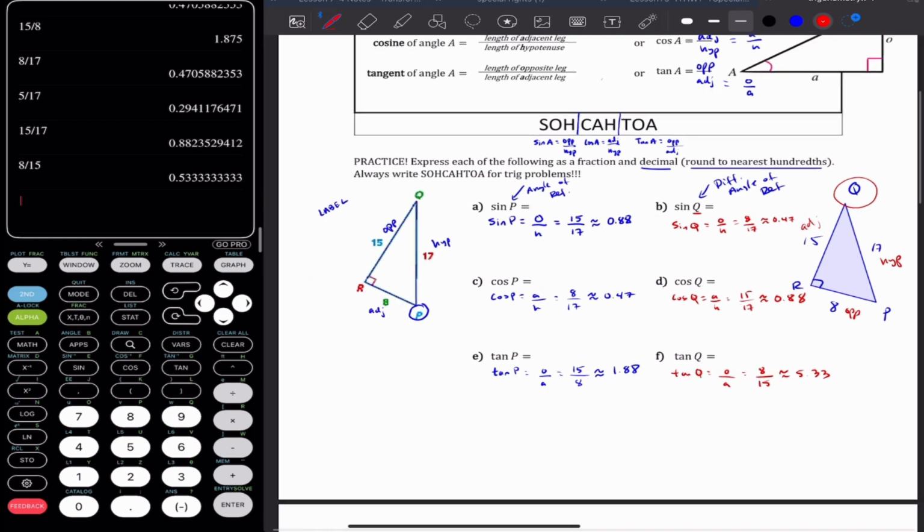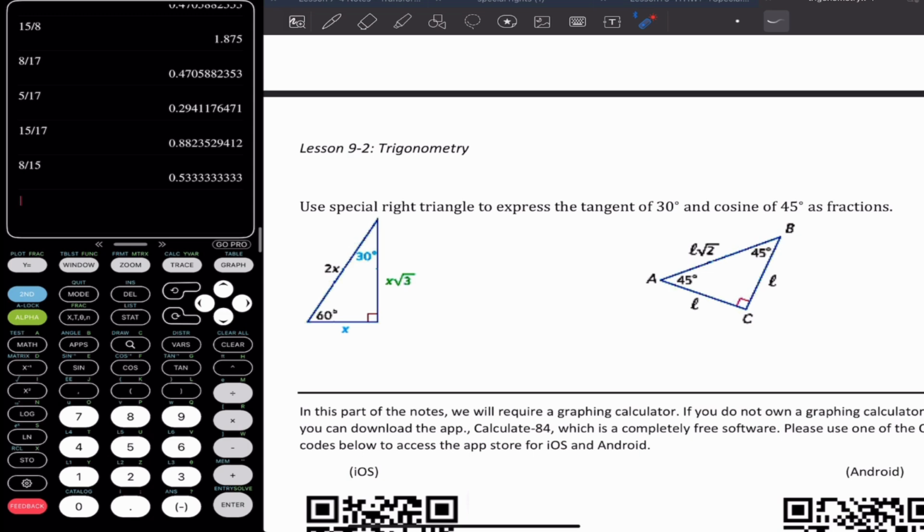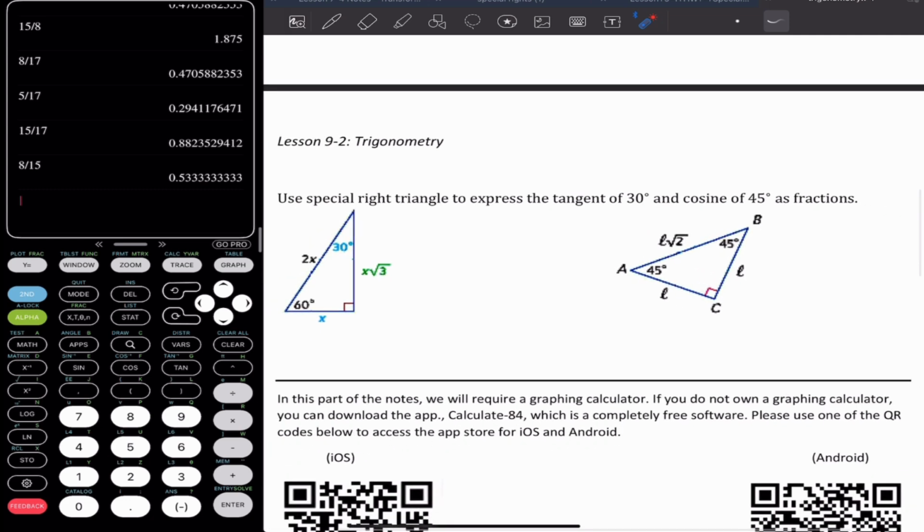Alrighty. So that's the first page of the notes. Okay, so let's go ahead and take a look at the next page. It's just use special right triangles to express the tangent of 30 degrees and cosine of 45 degrees as fractions.